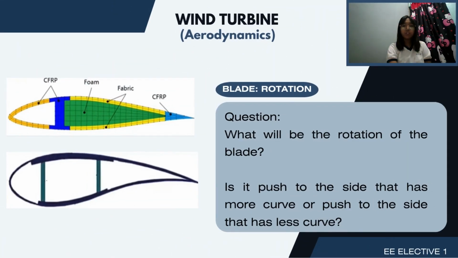So for the wind rotation or blade rotation, what will be the rotation of the blade? Is it pushed to the side that has more curve or pushed to the side that has less curve? So ano nga ba? So paano ba yung rotation ng blade? Yung hangin, kailangan tatama siya sa blade na kung saan may less curve para tumulak siya pataas. So magsisimula yung hangin or yung pag-ikot ng blade sa less curve area or side blade.